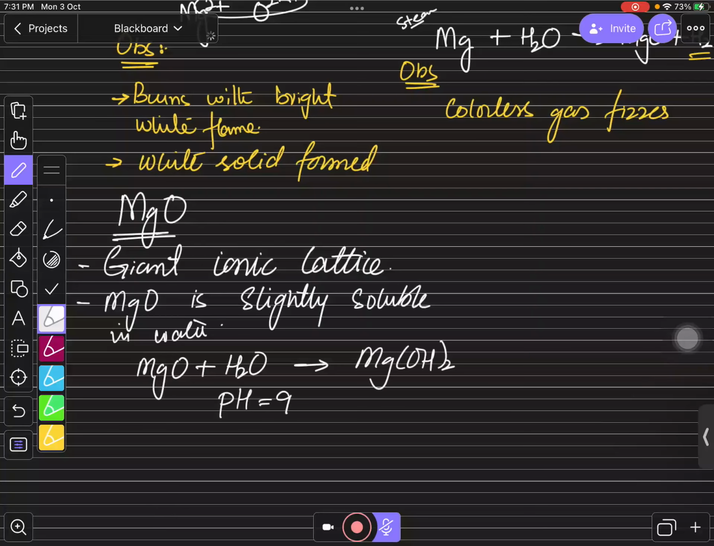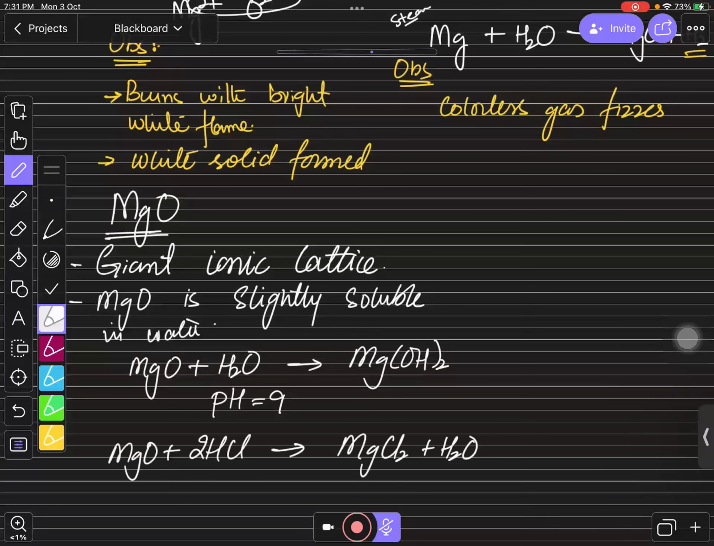If you want to write the reaction with acid, it will be magnesium oxide. When it reacts with HCl, it will give you what? Magnesium chloride plus water, right? So it can even react with acid because it is basic in nature, right?